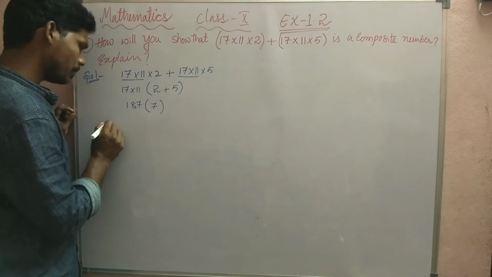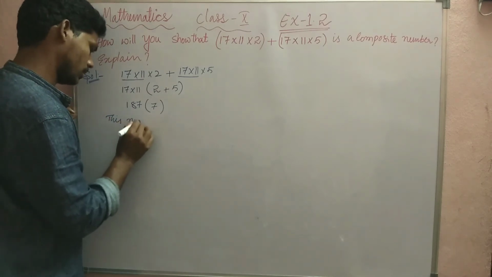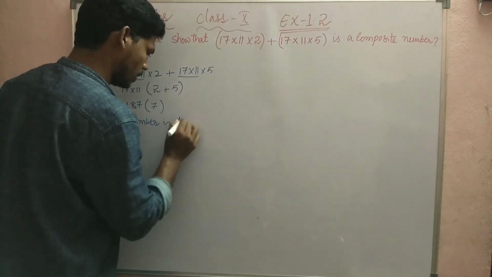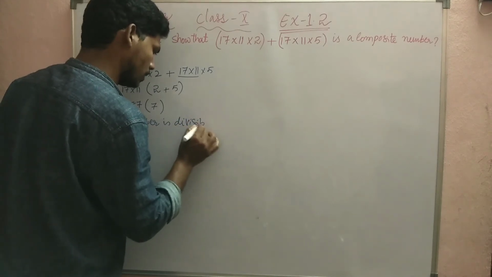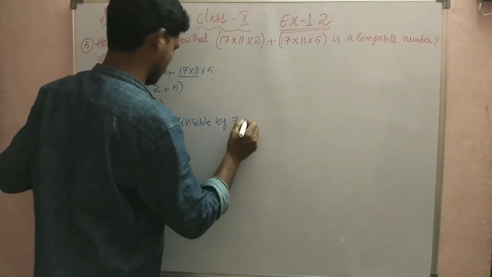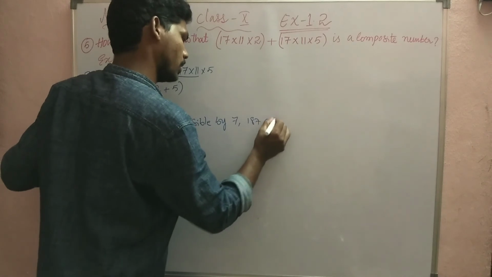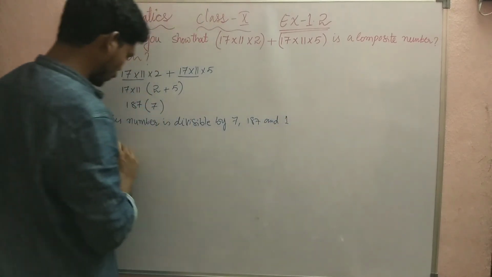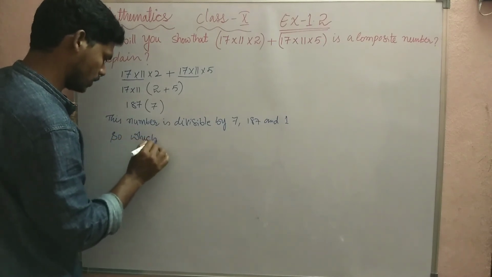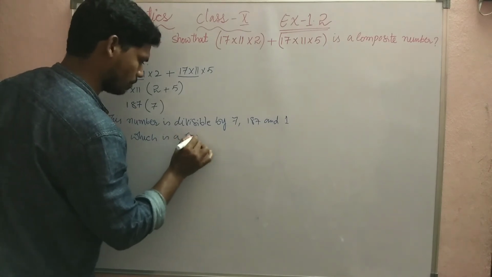So this number is divisible by 7, 187 and 1. So which is a composite number.